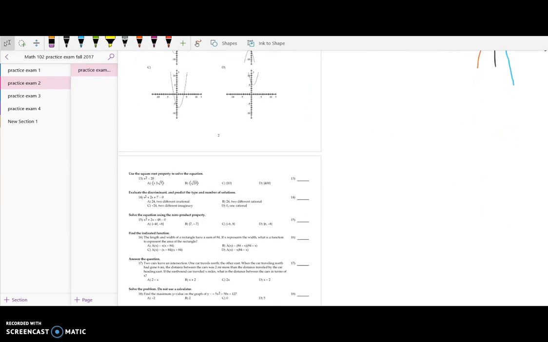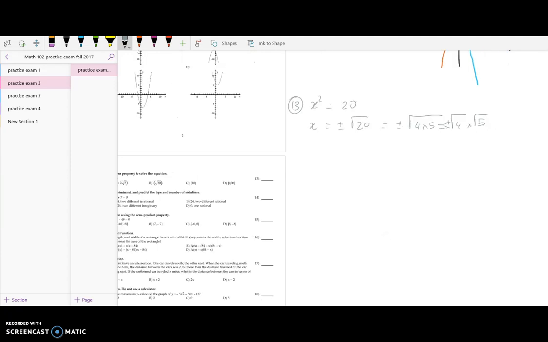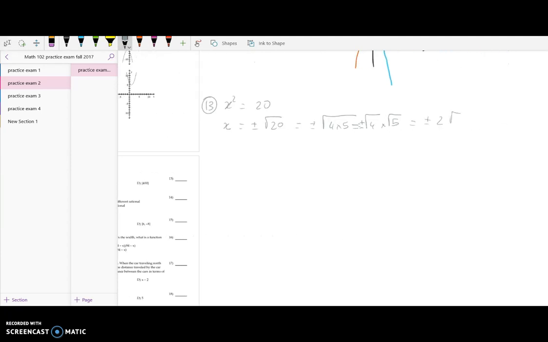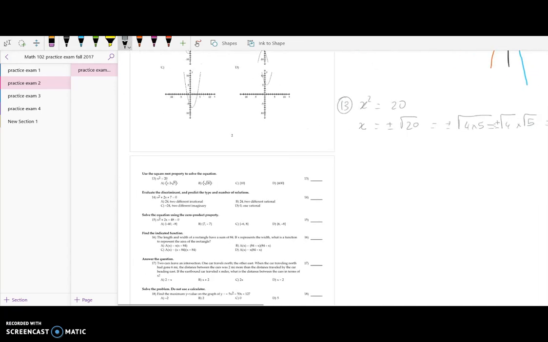Use the square root property. So problem number 13, we're having x squared equal 20. I'm supposed to have x equal plus or minus square root of 20, which means x equal plus or minus square root of 4 multiplied by 5, which is plus or minus square root of 4 multiplied by square root of 5. Square root of 4 is 2, so the answer is going to be plus or minus 2 square root of 5. And so for 13, you were expecting to give the answer A.